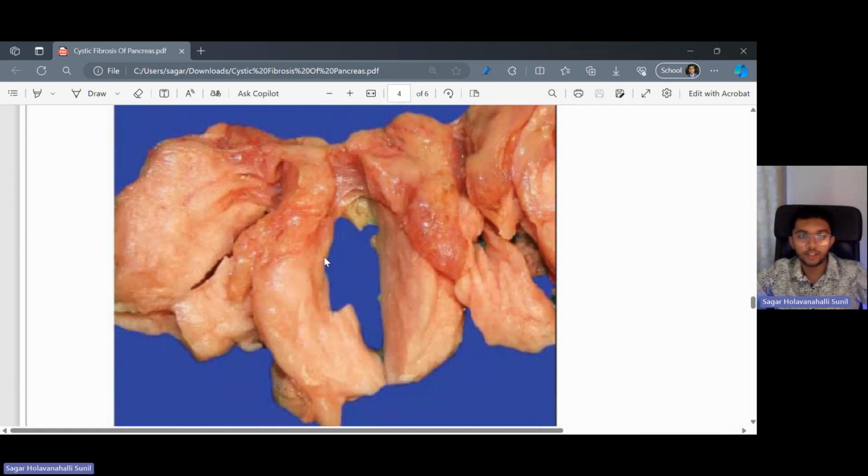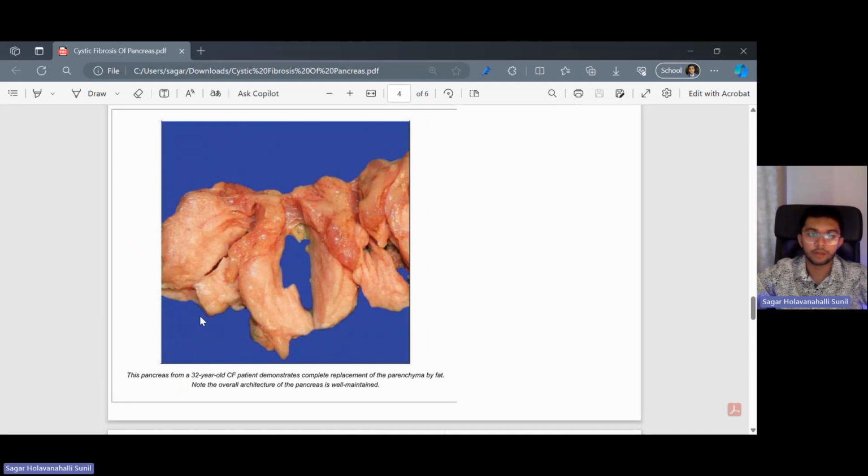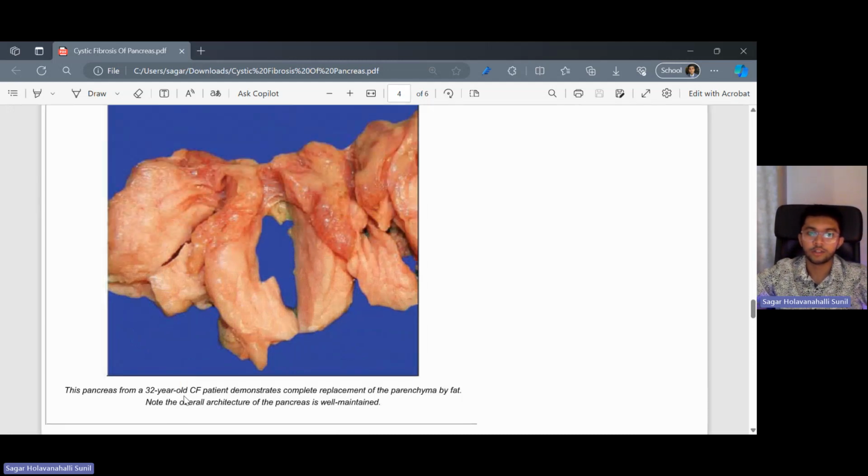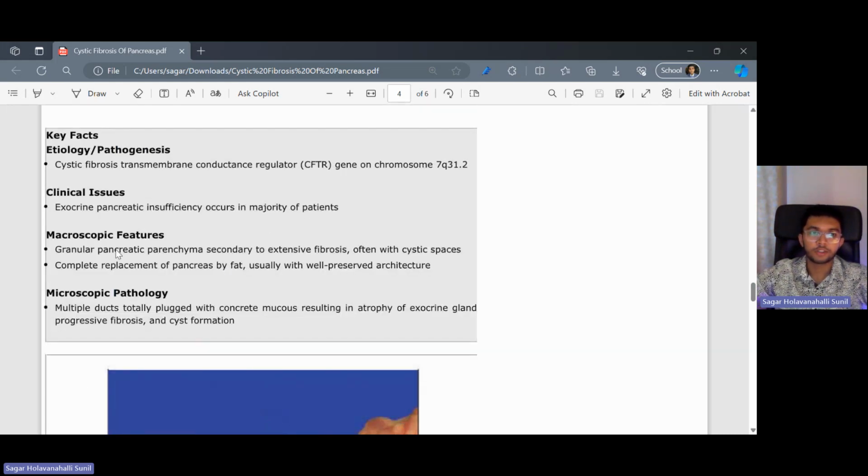So here you can see this is an example of a pancreas. Okay, it says it's a 32-year-old CF patient. So there's complete replacement of the parenchyma by fat. There's pancreatic lipomatosis that can occur as a severe situation. So macroscopically, you can see extensive fibrosis. There can be cystic spaces. There can be complete replacement of the pancreas by fat. And usually this CFTR gene problem occurs on chromosome 7.